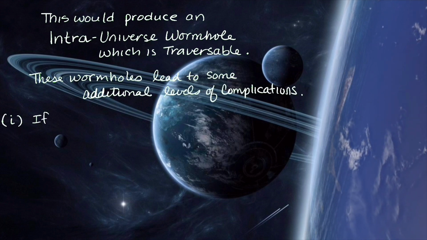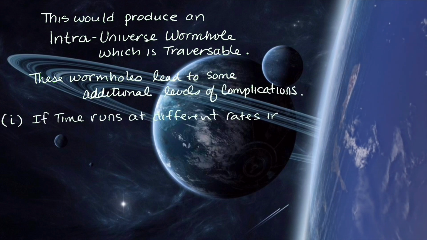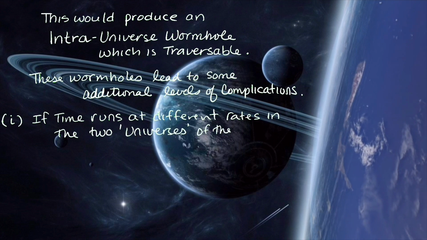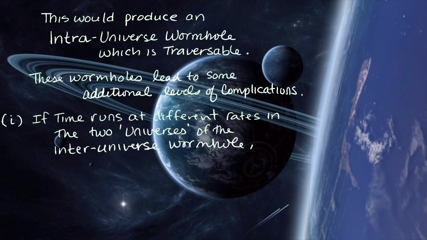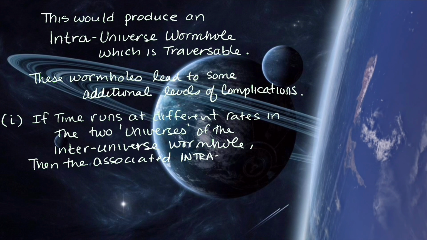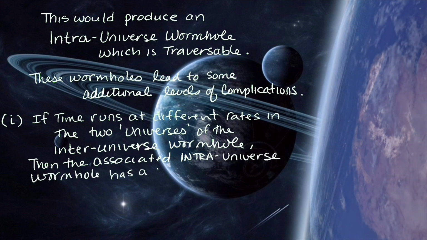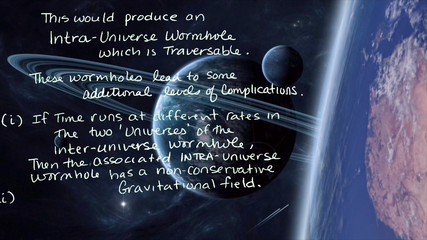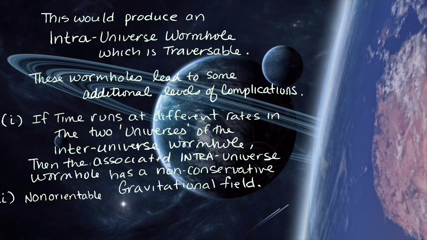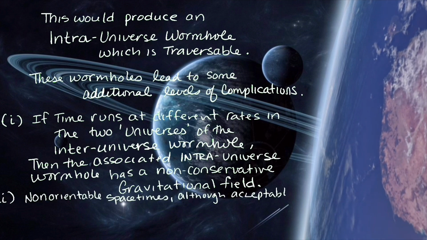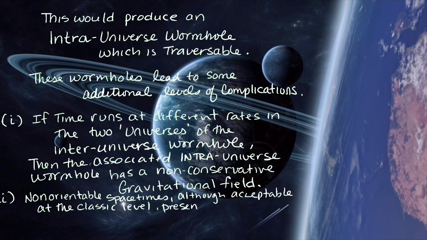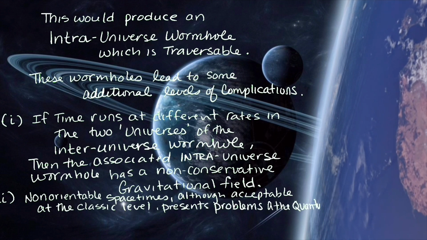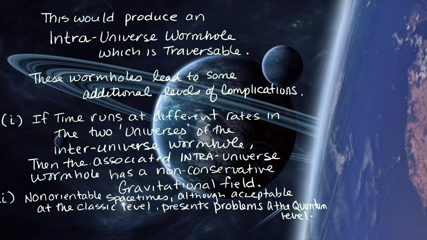These wormholes lead to some additional levels of complication, however. You see, if time runs at different rates in the two universes of the inter-universe wormhole, then the associated intra-universe wormhole has a non-conservative gravitational field. Also, non-orientable spacetimes, although acceptable at the classical level, present problems at the quantum level.